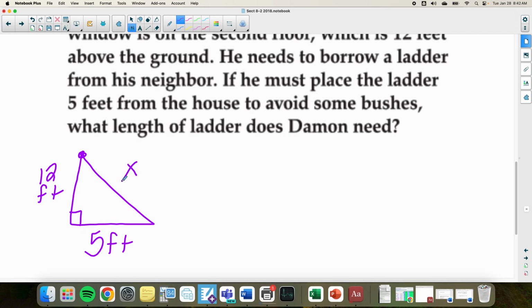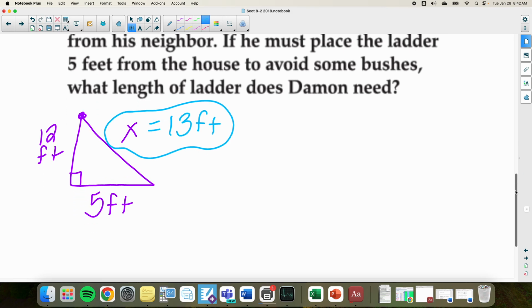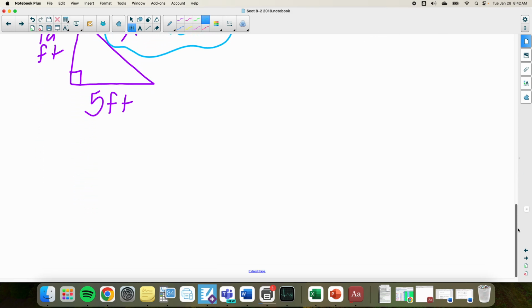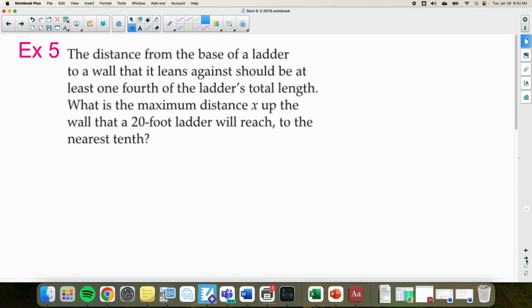This was one of them that I'd like you to remember. Do you remember what it was? 5, 12, 13. So our answer is just 13 feet. If it was not on that table, then we'd have to do a squared plus b squared equals c squared. Okay? Then we can go to our last one.